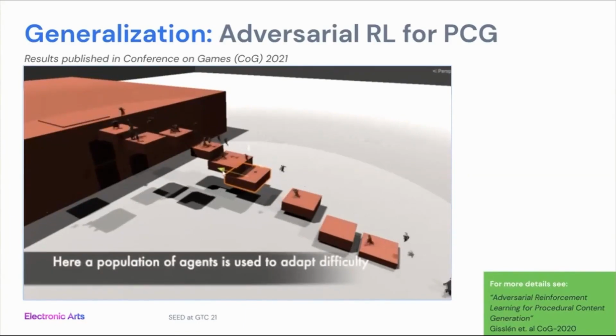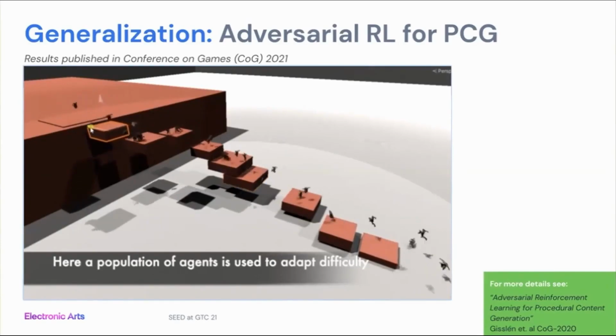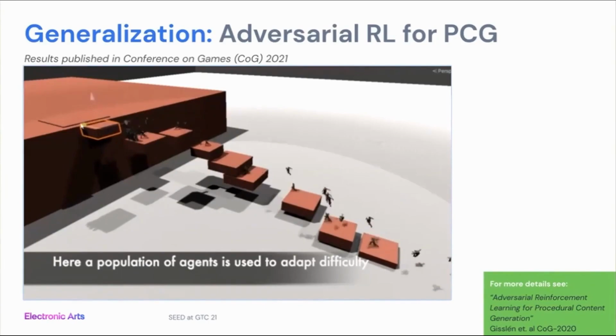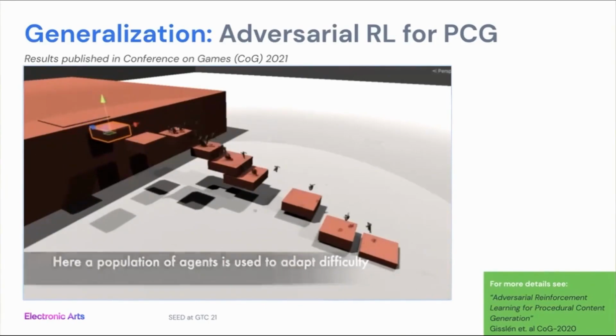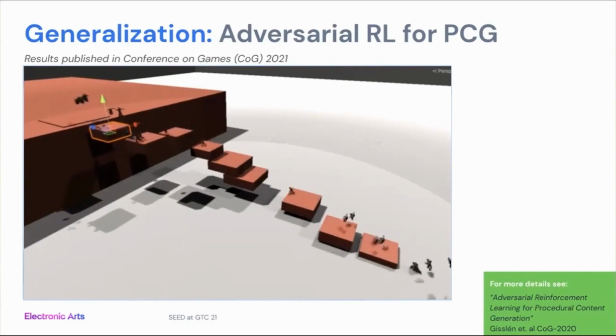Especially if you add a full population, then you can see that some actually fail, and you can adjust the difficulty, and you can get statistics on how many actually make the full map to get an idea of how difficult the map is. And we have a paper on this called Adversarial Reinforcement Learning for Procedural Content Generation, if you're interested in learning more.